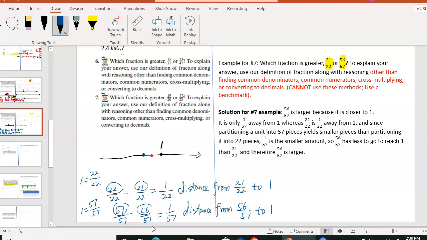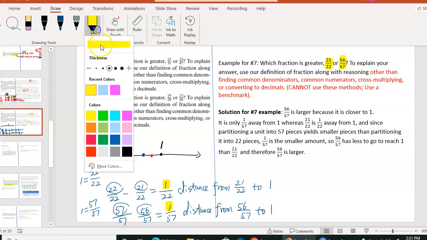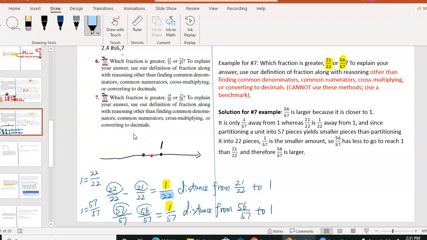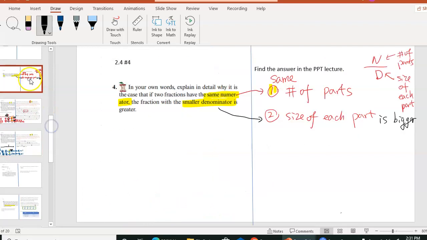Okay, so now we've figured out how far away each number is from 1. Now we need to know which distance is shorter. When you look at these two, they both have the same numerator, 1 and 1. It's like your class got 1 pizza, my class got 1 pizza. But if you only have 22 students and I have 57 students, you have fewer students, which means everybody's going to get a bigger share. In other words, this number is bigger. 1/22 is bigger than 1/57, which is what we explained in one of the homework questions. When you have a smaller denominator, the fraction is bigger.